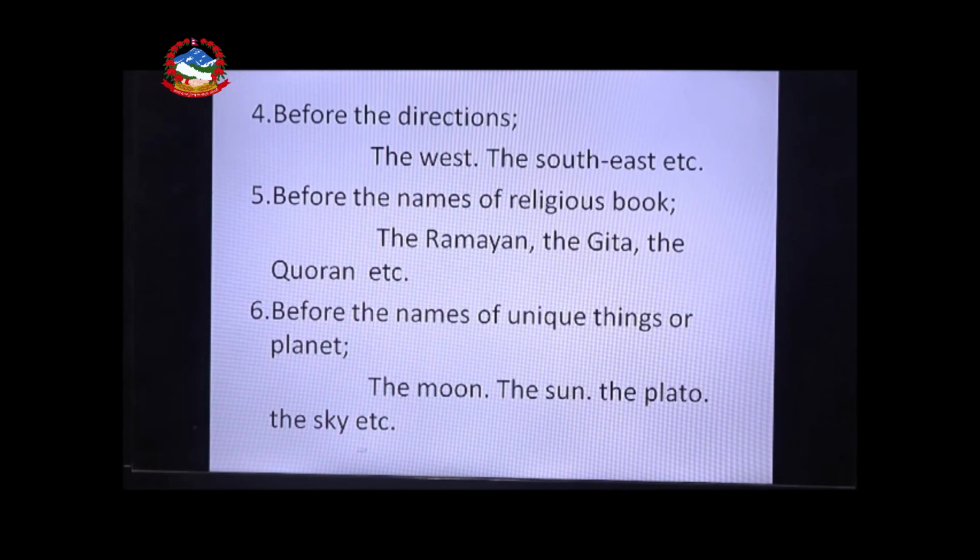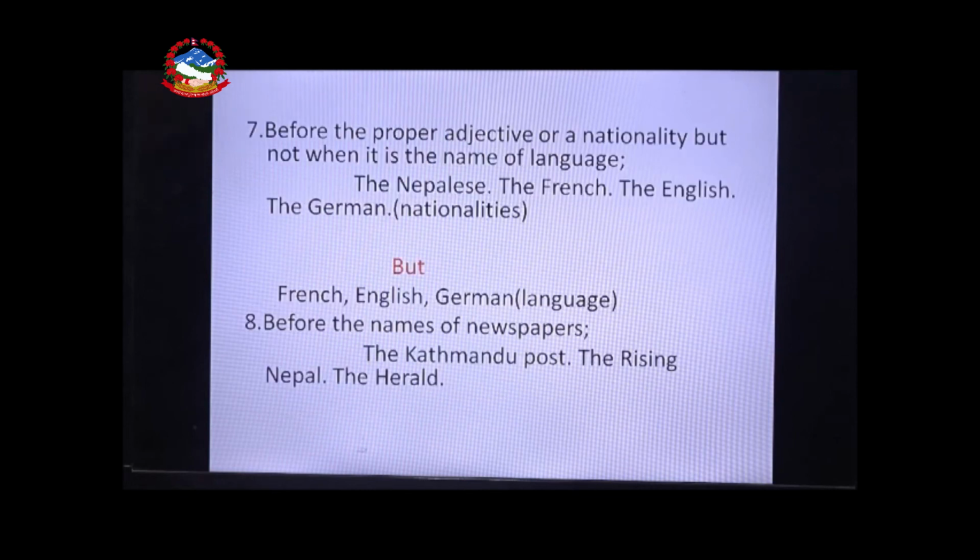Next number. Before the names of unique things or planets, we use the article. For example, the moon, the sun, the Pluto, the sky. These are the names of unique things or planets.